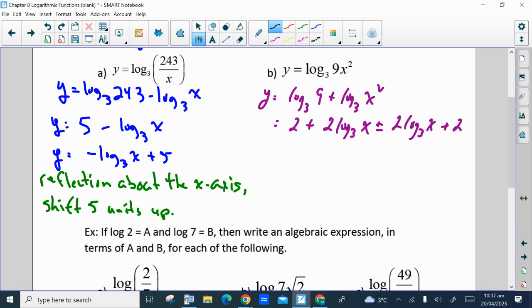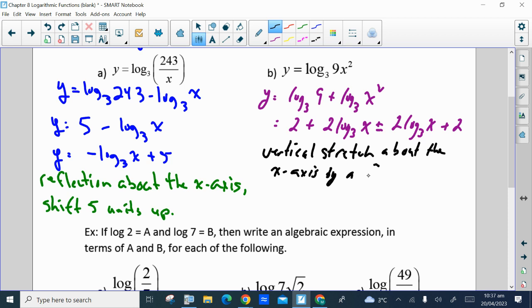So we have an A value of 2, so that means a vertical stretch about the x-axis by a factor of 2. Remember, the vertical stretch must always be written as about the x-axis. And then it's also going to shift 2 units up because you have a k value of plus 2.